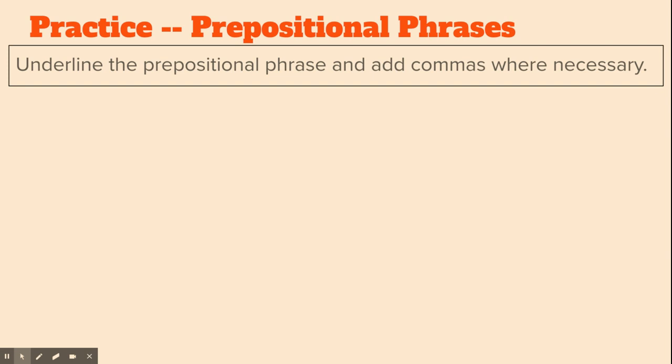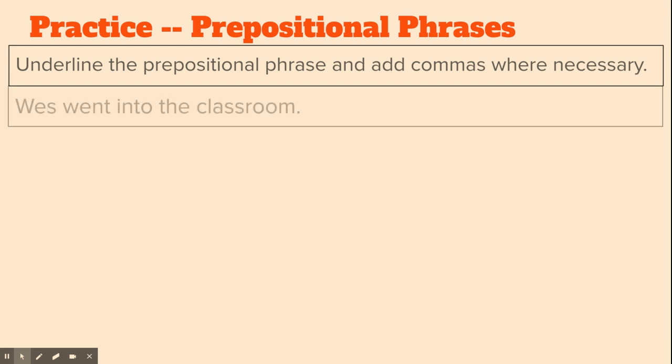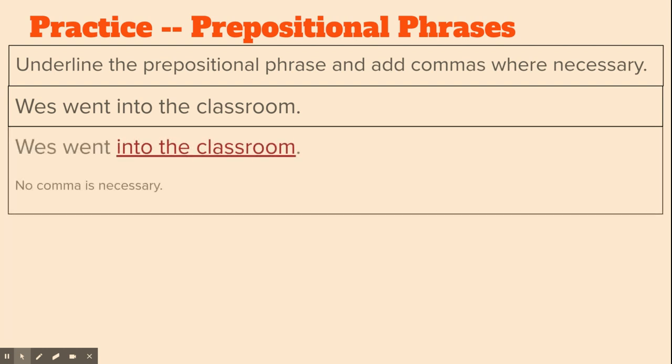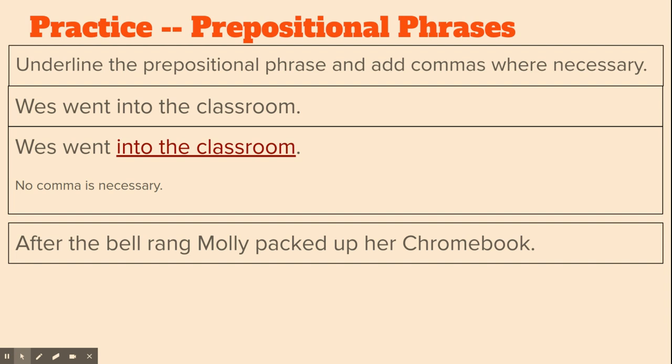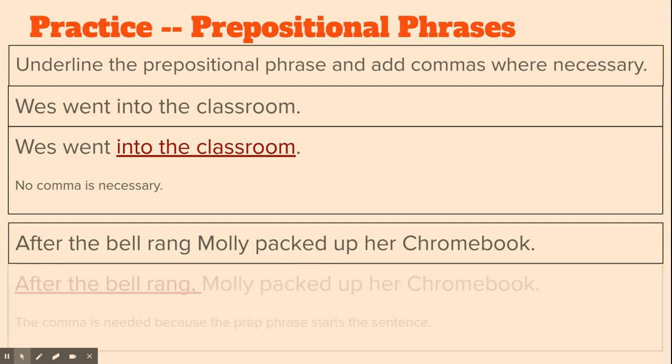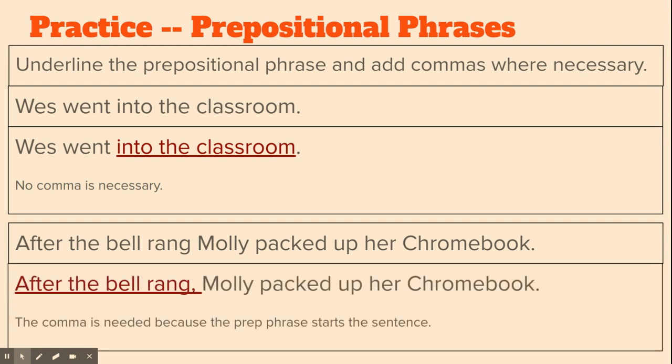Let's practice. Underline the prepositional phrase and add commas where necessary. Wes went into the classroom. Into is the preposition. Into the classroom is the prepositional phrase. No comma is necessary. After the bell rang, Molly packed up her Chromebook. After is the preposition. After the bell rang is the prepositional phrase. Since this prepositional phrase begins the sentence, it has to be set off with a comma.